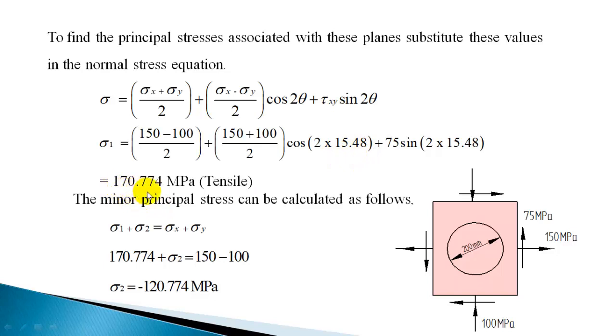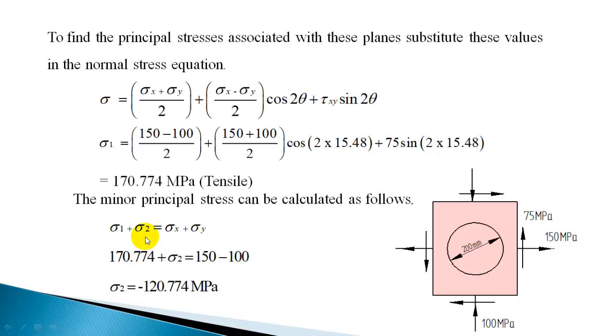So you get 170.774 megapascal tensile stress. So on that plane, this is the principal stress and it is a major principal stress. Now you can apply this equation, sum of the principal stresses or sum of the normal stresses on any two mutually perpendicular planes.